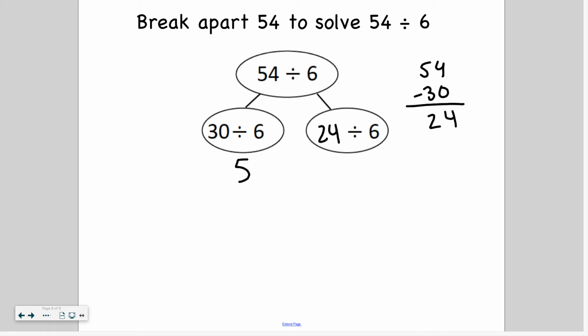And then 24 divided by 6. Well, I noticed when I was counting, when I got to 24, it was 4 groups. So 5 and 4. That means that 5 plus 4 equals 9. So 54 divided by 6 equals 9.